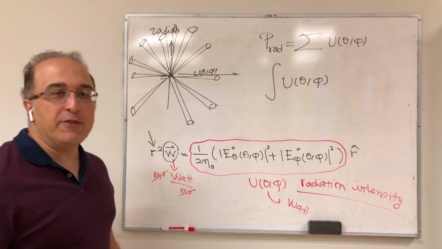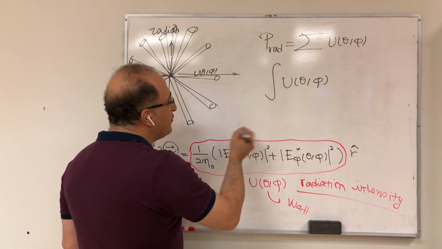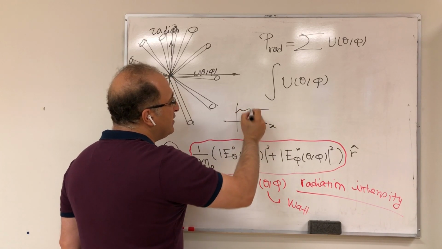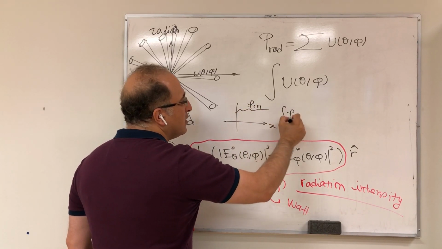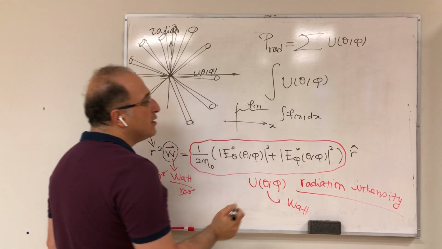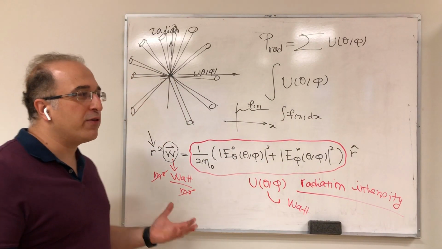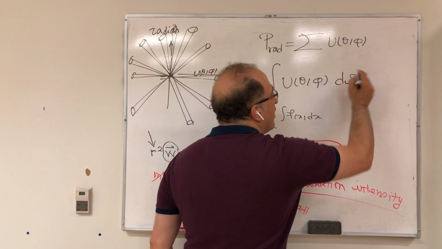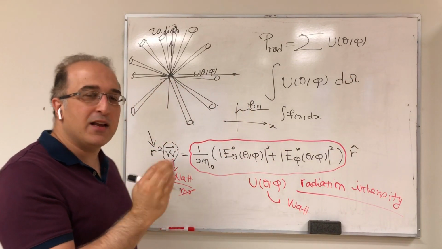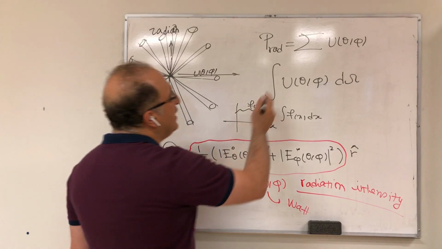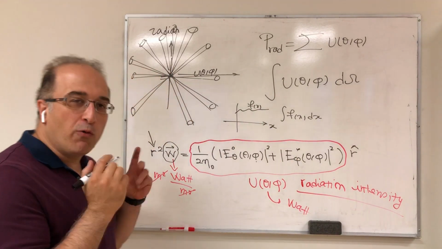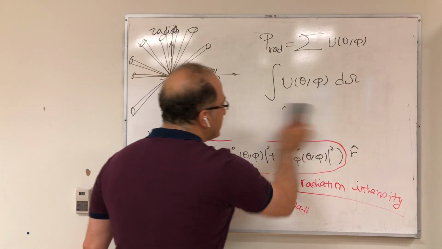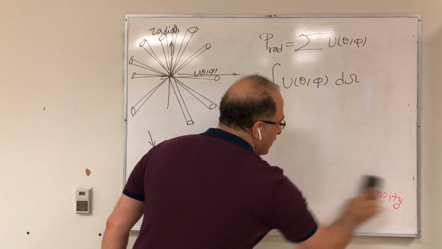over what? If you want, for example, to find the area under the curve, if this is x, you integrate this function over dx. So of course here our integration is over the element of solid angle. I call it d omega, a very small solid angle. So I need to integrate my u, theta, and phi over the element of solid angle. Now, what is the element of solid angle? That's the other question that we need to answer.